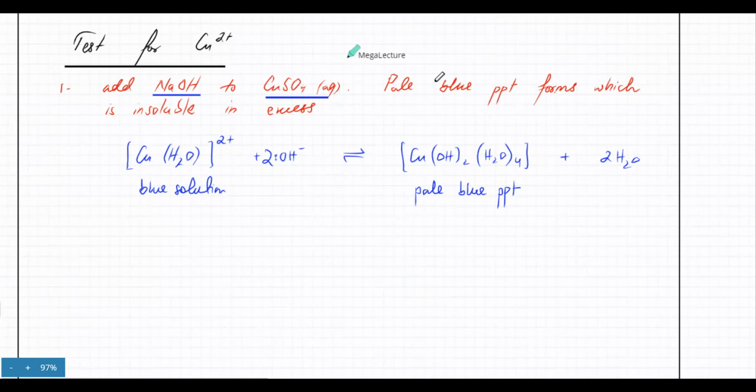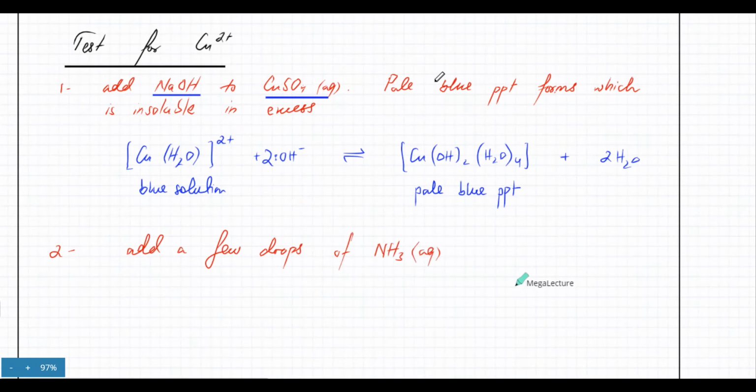Now there was another test, and that test was with ammonia. And the test was what happens with ammonia. Add a few drops of NH3. That was the first part. That you add a few drops of NH3 aqueous, and what would happen is that a pale blue precipitate, so NH3 aqueous, 2 copper sulfate aqueous, and a pale blue precipitate forms.